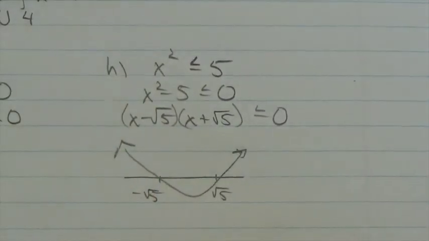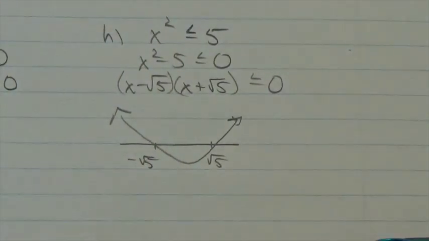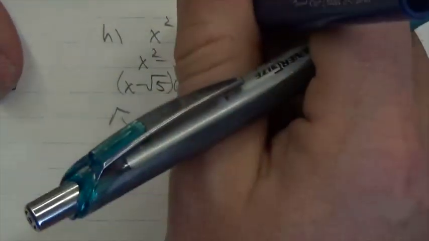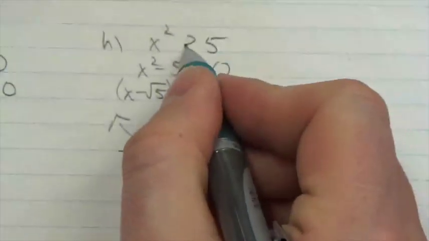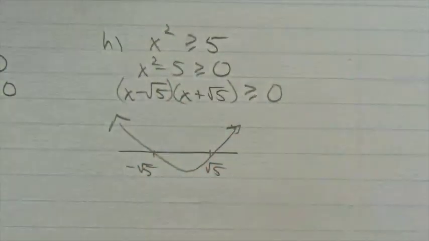I'm interested in where this thing is less than or equal to 0. I tell you what, let's even change the question here. Let's look at where it's greater than or equal to 0. Let's just change this like that. Greater than or equal to 0, just so it's opposite the one that we just did.